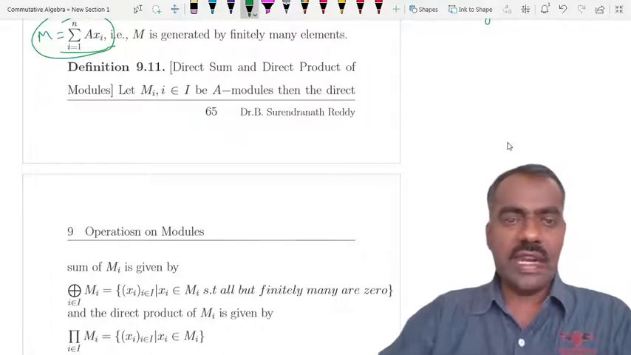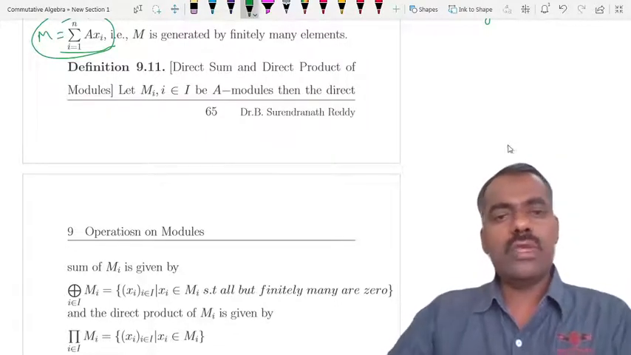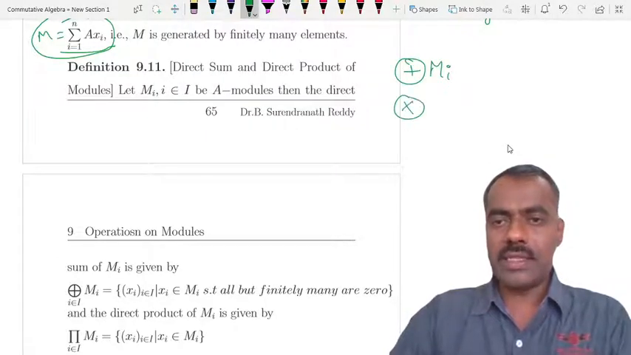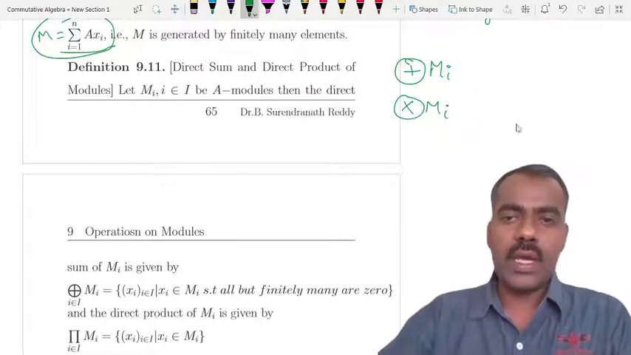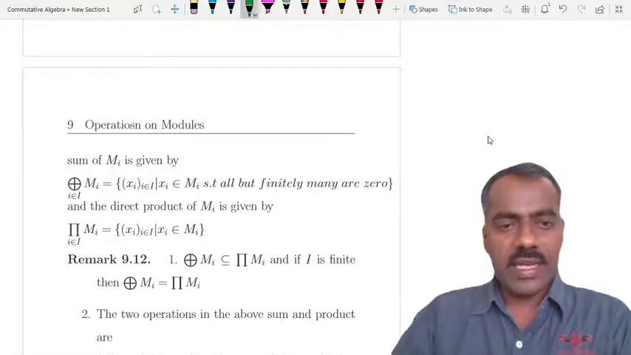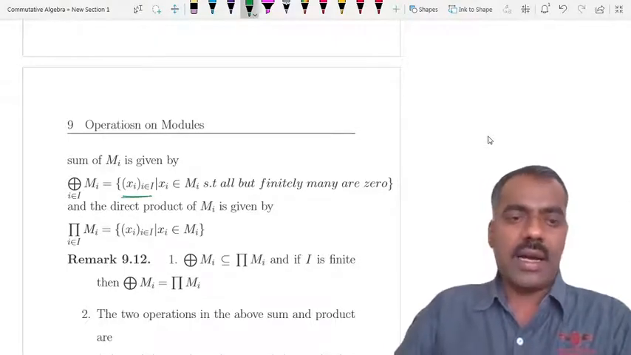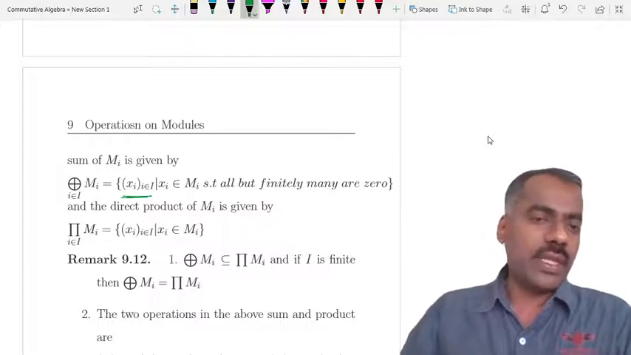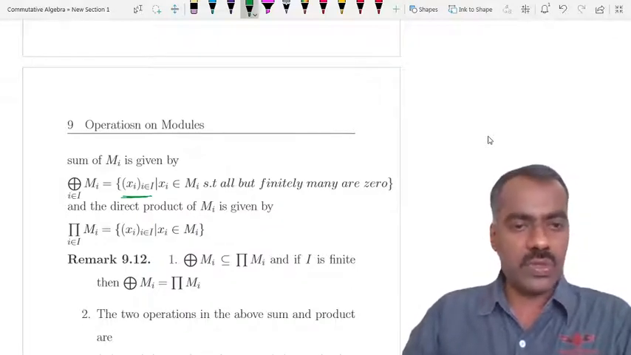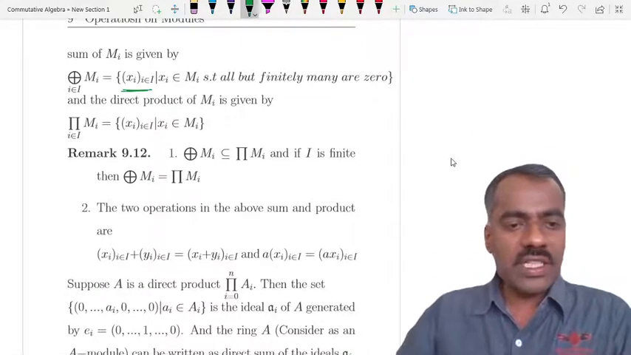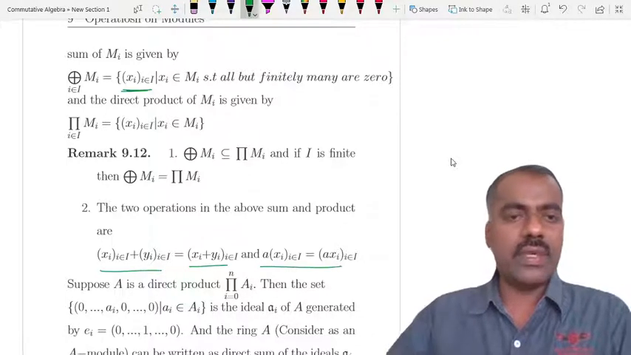Then we can also define two other types of modules. One is the direct sum and the other is the direct product of modules. They are actually tuples, only the operation is different. The direct sum of the Mi's is nothing but these tuples, sequences xi where i is in the indexing set, where the xi's belong to Mi's, but finitely many are nonzero. That means except for finitely many, all the remaining are zeros. Similarly for the product of Mi's, the operations are simple. You can check this one.